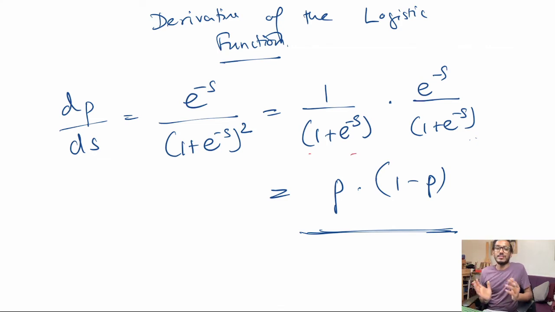So this is the logistic function which works for a binary categorization. When we want to classify something into two classes, we can use the logistic function, and this is differentiable, so it works with gradient descent as well.